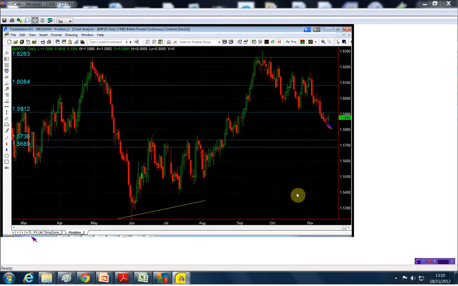So that is a neutral day, and as long as we're below the 159.12, our bias on the pound is still to the downside. So the pound is weak, and we want to be selling the pound, but it is not as weak as the yen. The yen is much weaker than the pound.